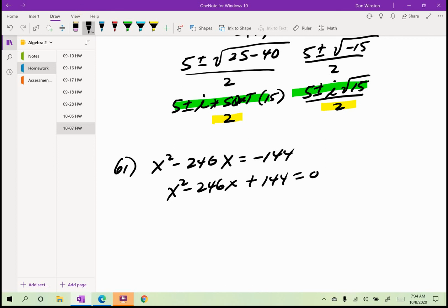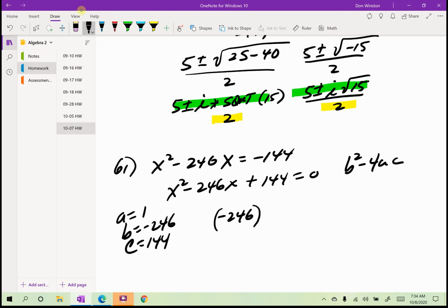And I better get up my calculator here. So A equals 1, B equals negative 246, and C equals 144. So remember, the discriminant is b squared minus 4ac. So what we have is negative 246 squared minus 4 times 1 times 144. Oh boy, what a big number. All right, so what do we get?